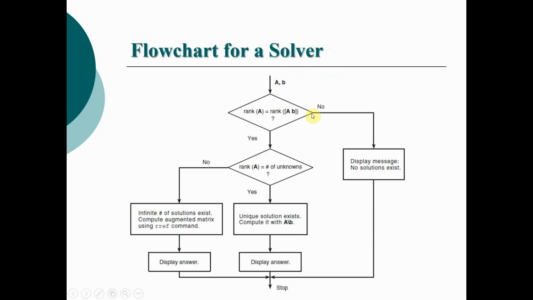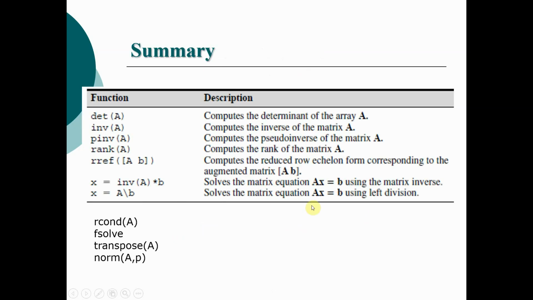So this would summarize how you can figure out how many solutions you have, right? You can find the rank of A and the rank of the augmented matrix AB, and if they are equal to the number of unknowns, you can find the solution, and determine whether it has a unique solution or not. You can calculate it using the left division method, or using the pseudo inverse. You can use the rref command to find the solutions as well. So this is the flow chart for the solver.